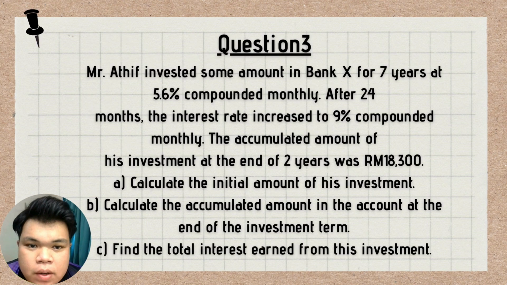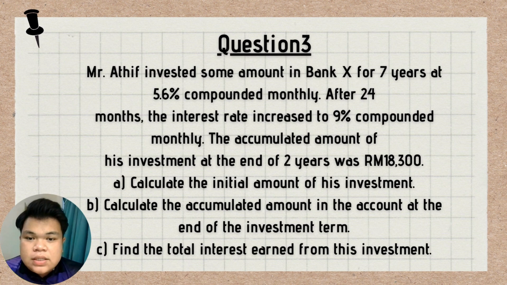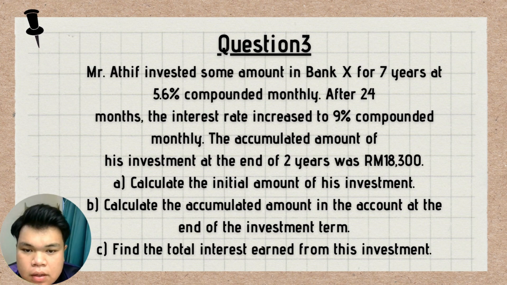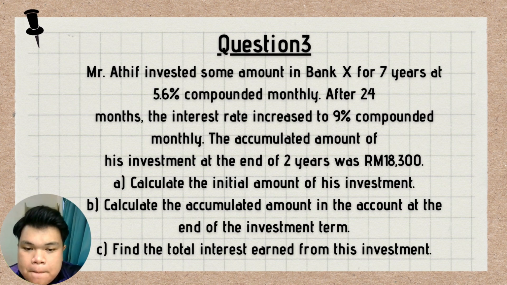Question 3 is Mr. Atif invested some amount in Bank X for 7 years at 5.6% compounded monthly. After 24 months, the interest rate increased to 9% compounded monthly. The accumulated amount of his investment at the end of 2 years was 18,300 ringgit. A. Calculate the initial amount of his investment. B. Calculate the accumulated amount in the account at the end of the investment term. C. Find the total interest earned from this investment.